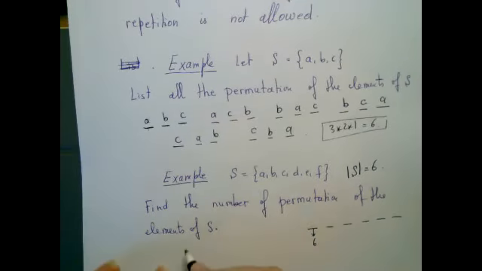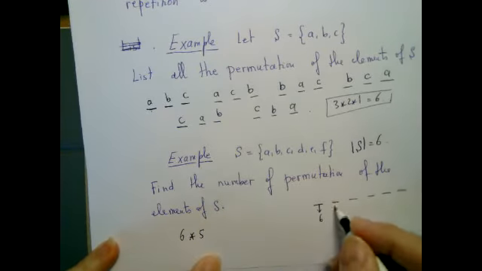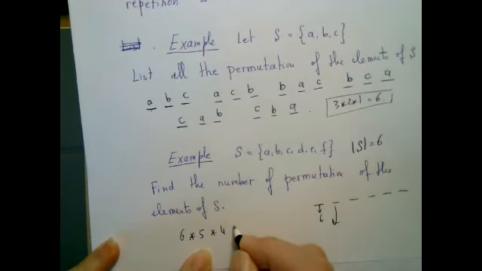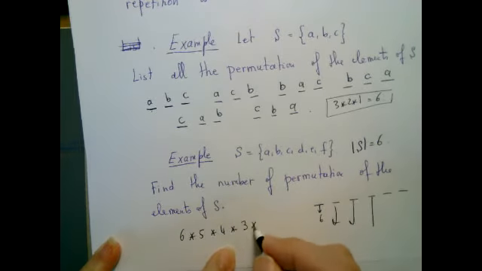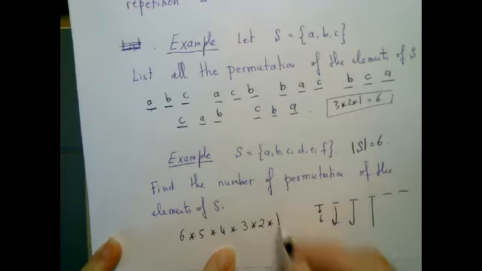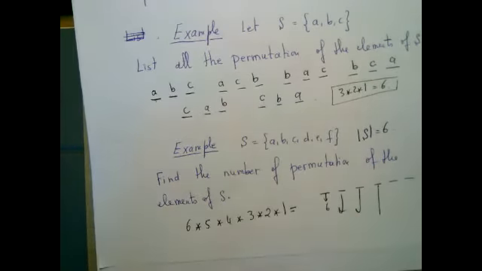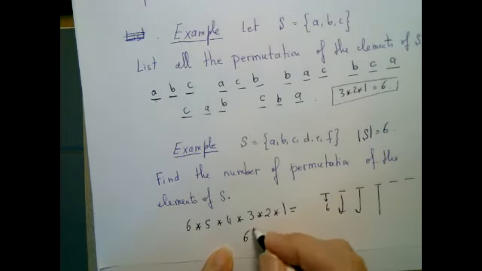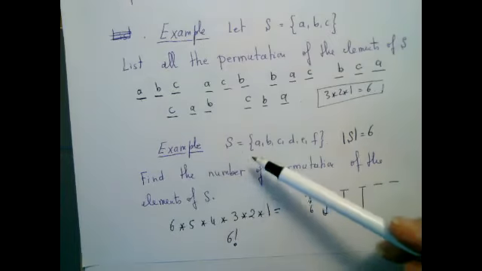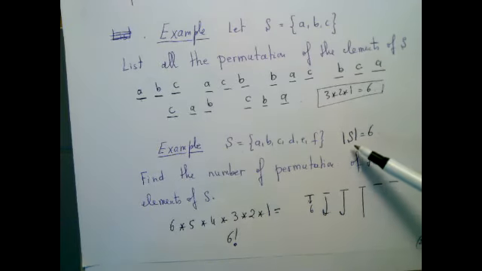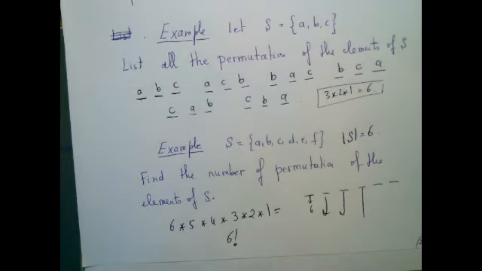6 choices times 5 choices times 4 times, so as we said, we've done this, times 2 times 1. And as we know, a fancy way of writing this is 6 factorial. So suppose S has A, B, C, D. If the cardinality of S is 6, then the number of permutations is actually 6 factorial.